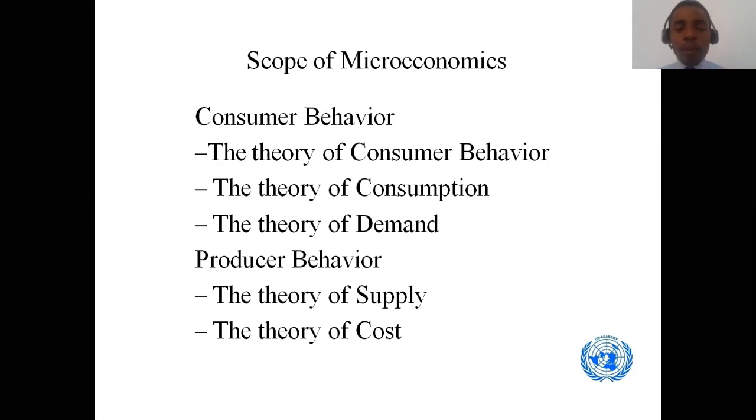Under producer behavior, we look at the way producers of goods and services produce. Are they making excess profit? Are they making less profit? Are they monopolistic in nature? Are they monopolistically competitive in nature? We have to also look at that. So under producer behavior, we look at the theory of supply and the theory of cost. I know you've heard about demand and supply, but it's important you have a solid background. Everything you are going to be doing as an individual will be based on demand and supply. Because wherever you work, someone is needing your service, and you are supplying something to the market. Someone is demanding your service. So those are the scope of microeconomics.